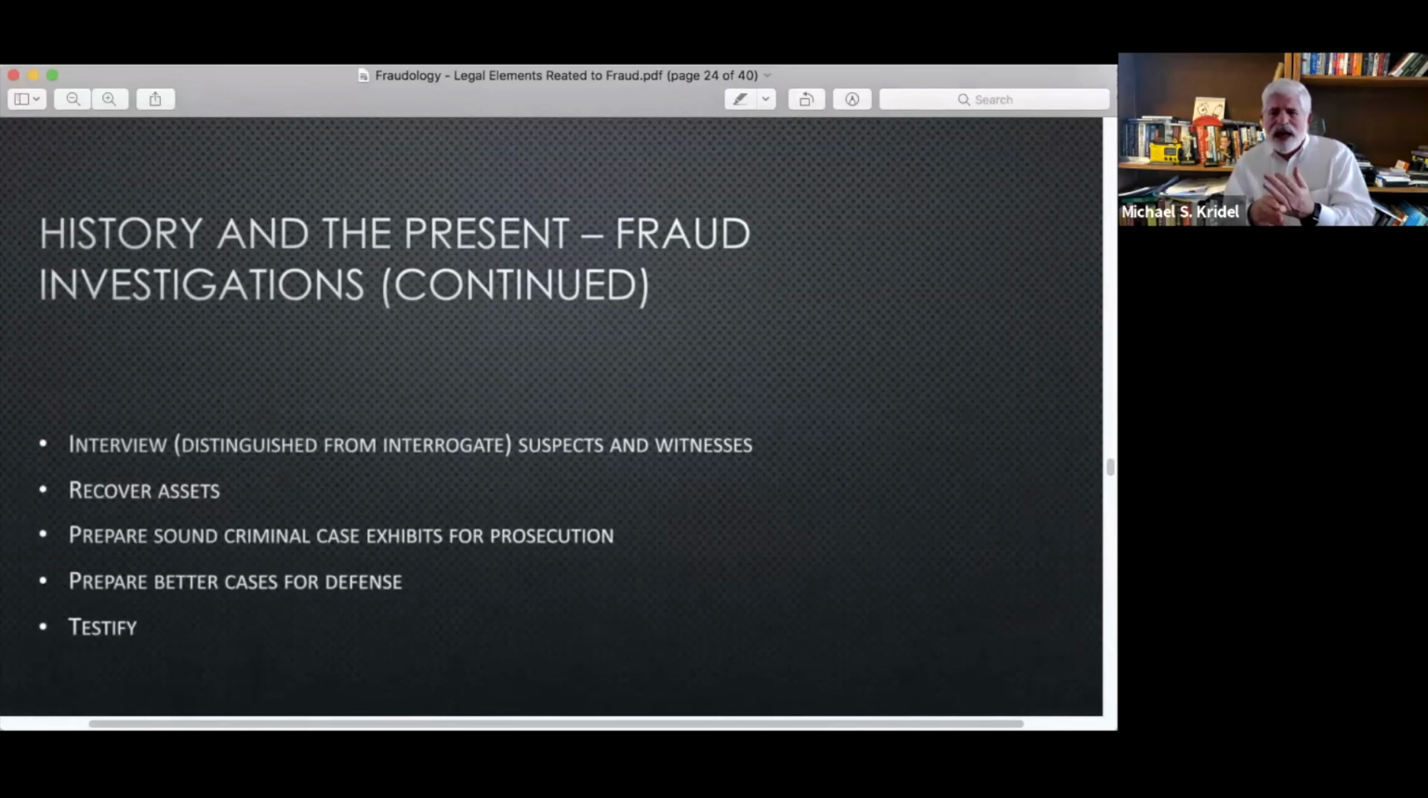The process, again, involves interviewing, not interrogating, suspects and witnesses, recovering assets, preparing sound criminal case exhibits or civil case exhibits for prosecution, preparing better cases for the defense than they would have had otherwise, and then testifying in deposition, hearing, or actual trial. That's the bottom line, and that's where your reputation is made as an investigator. Next slide.